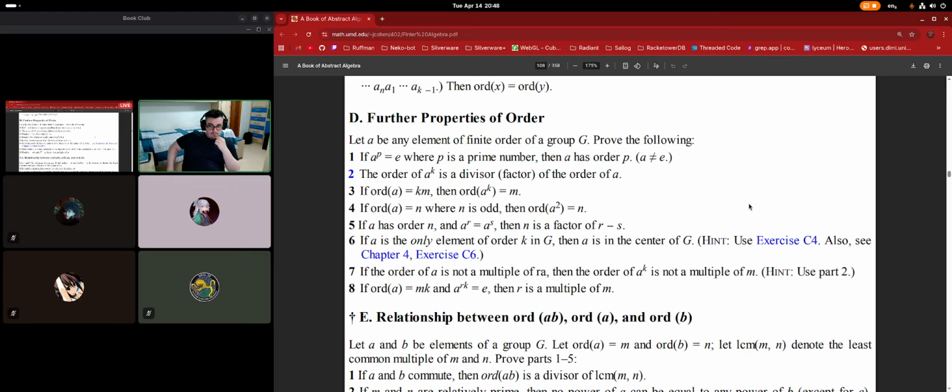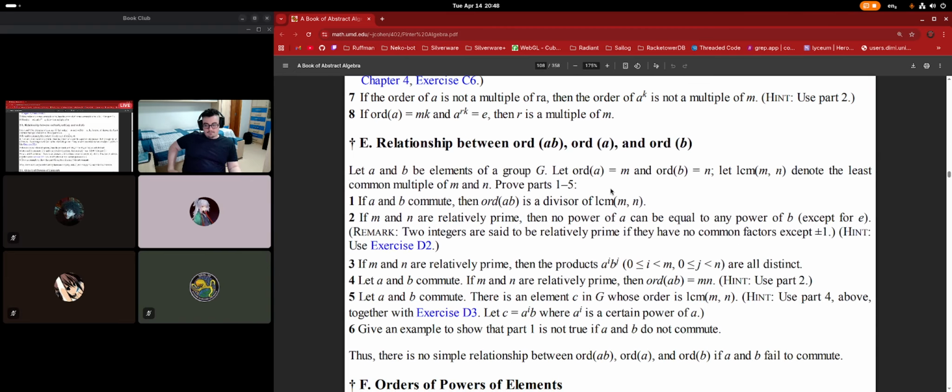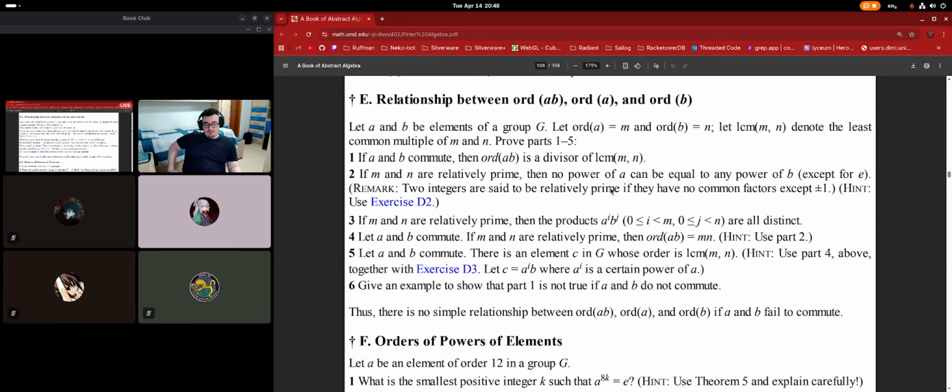Okay, any other interesting exercises on D? We have 14 minutes. Not really. Okay, cool. So E, relationship between order of AB, order of A, and order of B.